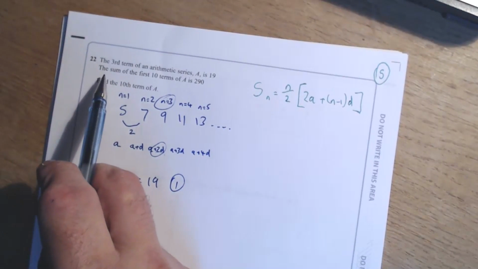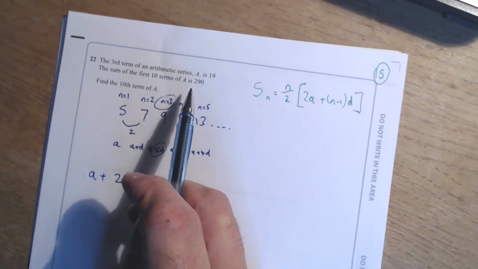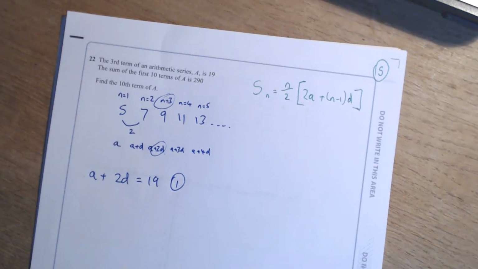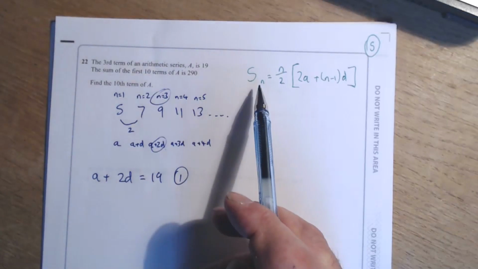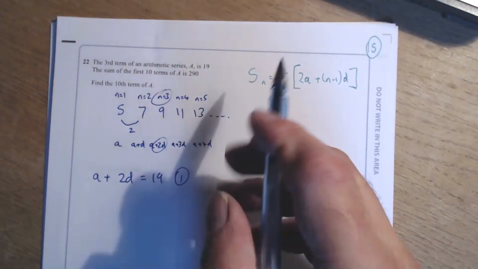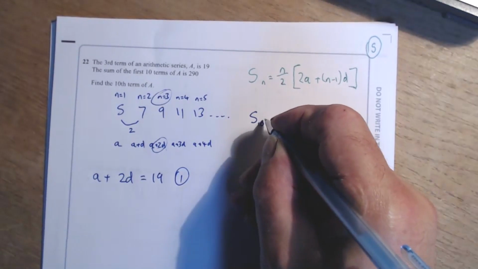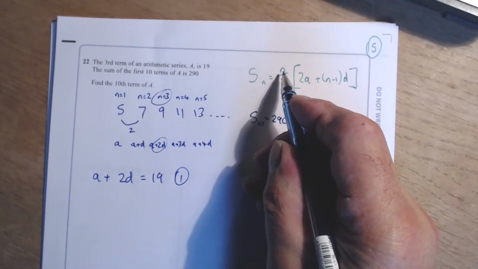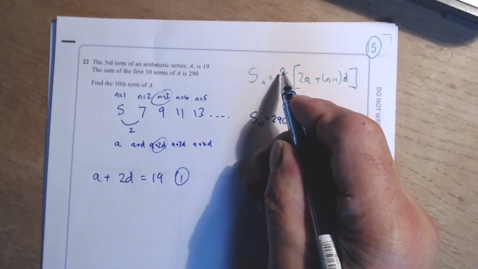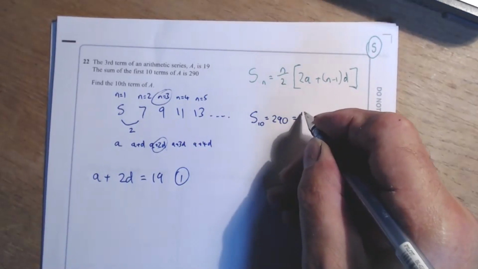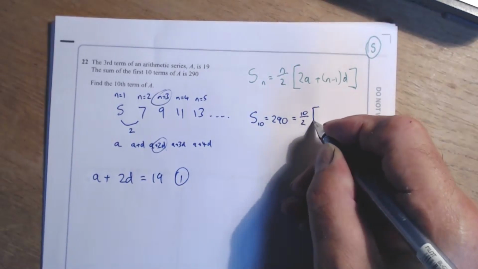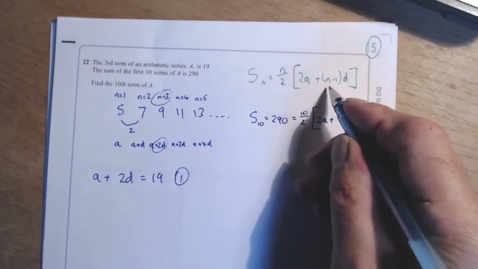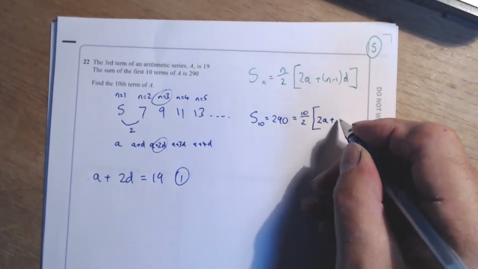Now our second sentence allows us to create another equation. This is to do with the sum of the first 10 terms, so for this, we're going to be using this formula over here. So we're saying the sum of the first 10 terms is 290, and that equals n, well, that's the number of terms that we're summing, so that's going to be 10 over 2, and then 2 lots of our unknown A, plus 10 minus 1, so 9 lots of D.